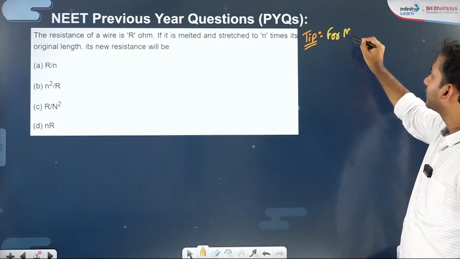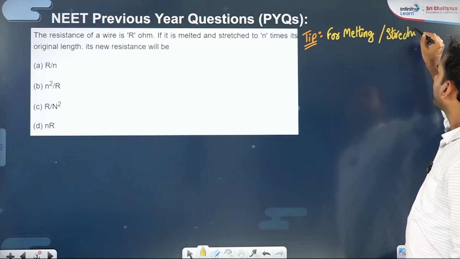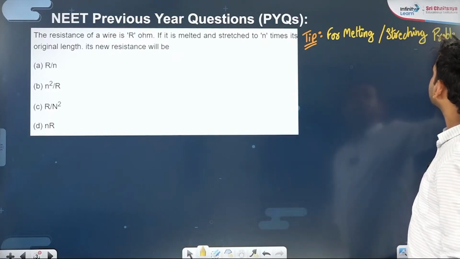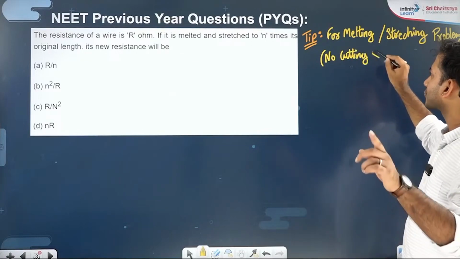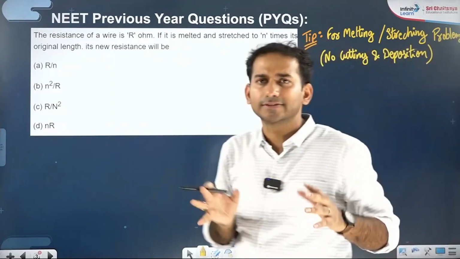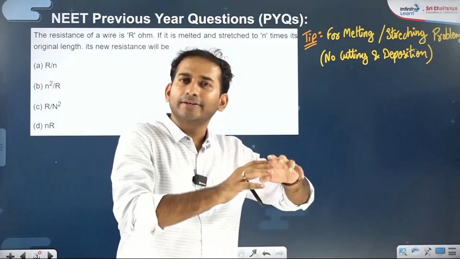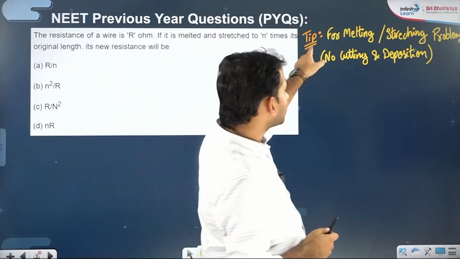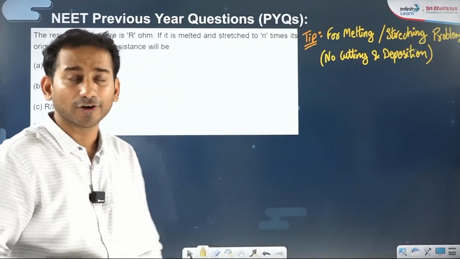For melting and stretching, compressing problems, mechanical operations problems, no cutting and deposition, no extra material. So you are just taking the volume conserved. If you are stretching it, you are conserving the volume. If you are compressing it, you are conserving the volume. If you are melting and molding into a new shape or size, you are again conserving the volume. So this tip I am giving you is for volume conservation problems. It is not applicable for cutting and removal problems. It is not applicable for deposition problems.